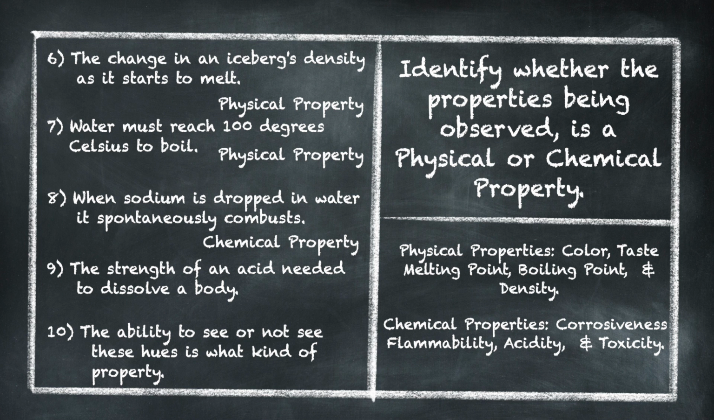Number 9, Walt and Jesse use an acid to dissolve a body. When something is dissolved in acid, it cannot be undone. That means that's a chemical change. Also, the strength of the acid is known as acidity, which is a key word indicating that we are observing a chemical property here. Finally, number 10, the ability to see or not see hues of light. So if you read the question carefully, you realize that the ability to see these hues correlates with the ability to see color. Color is a physical property. So the ability to see color is what we're going to be considering a physical property.